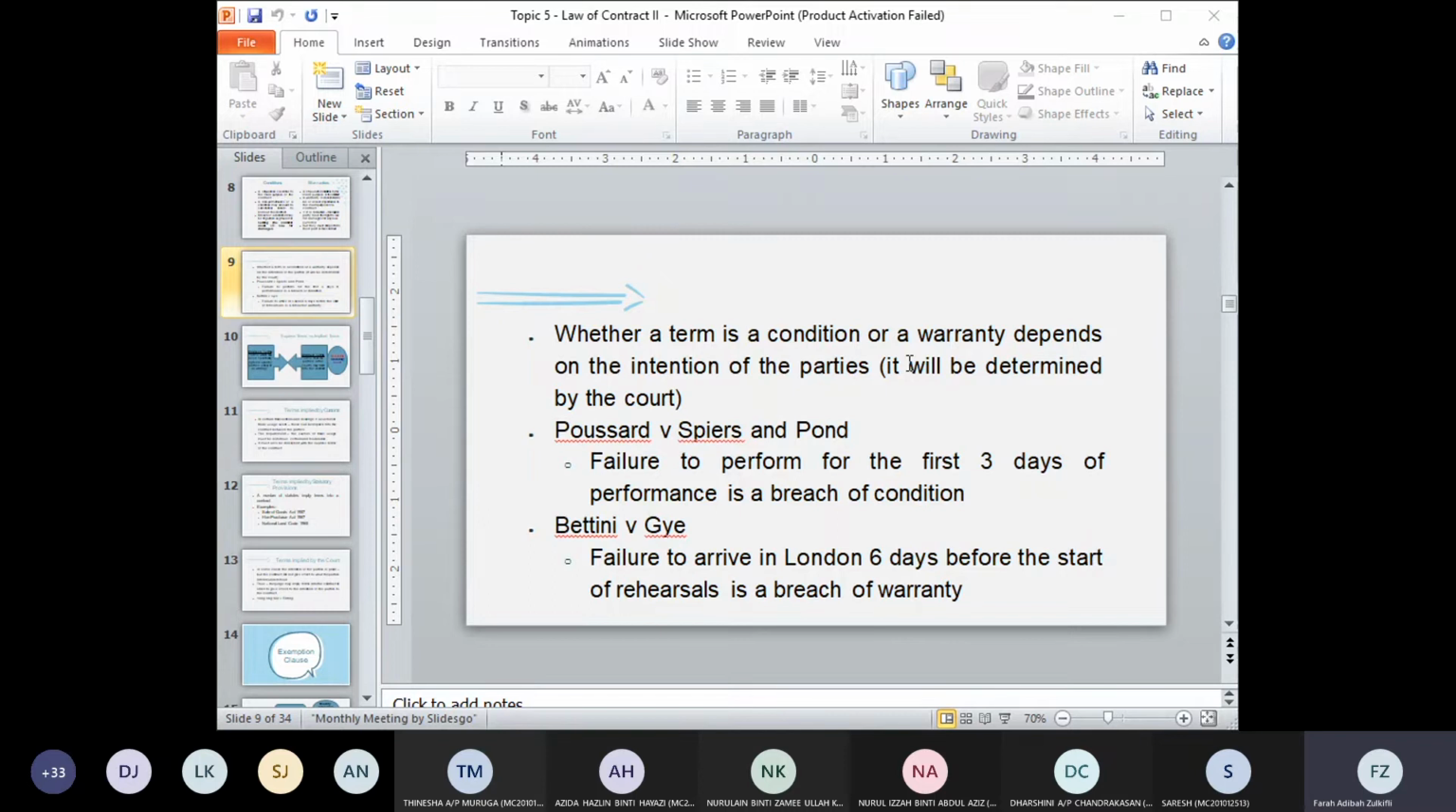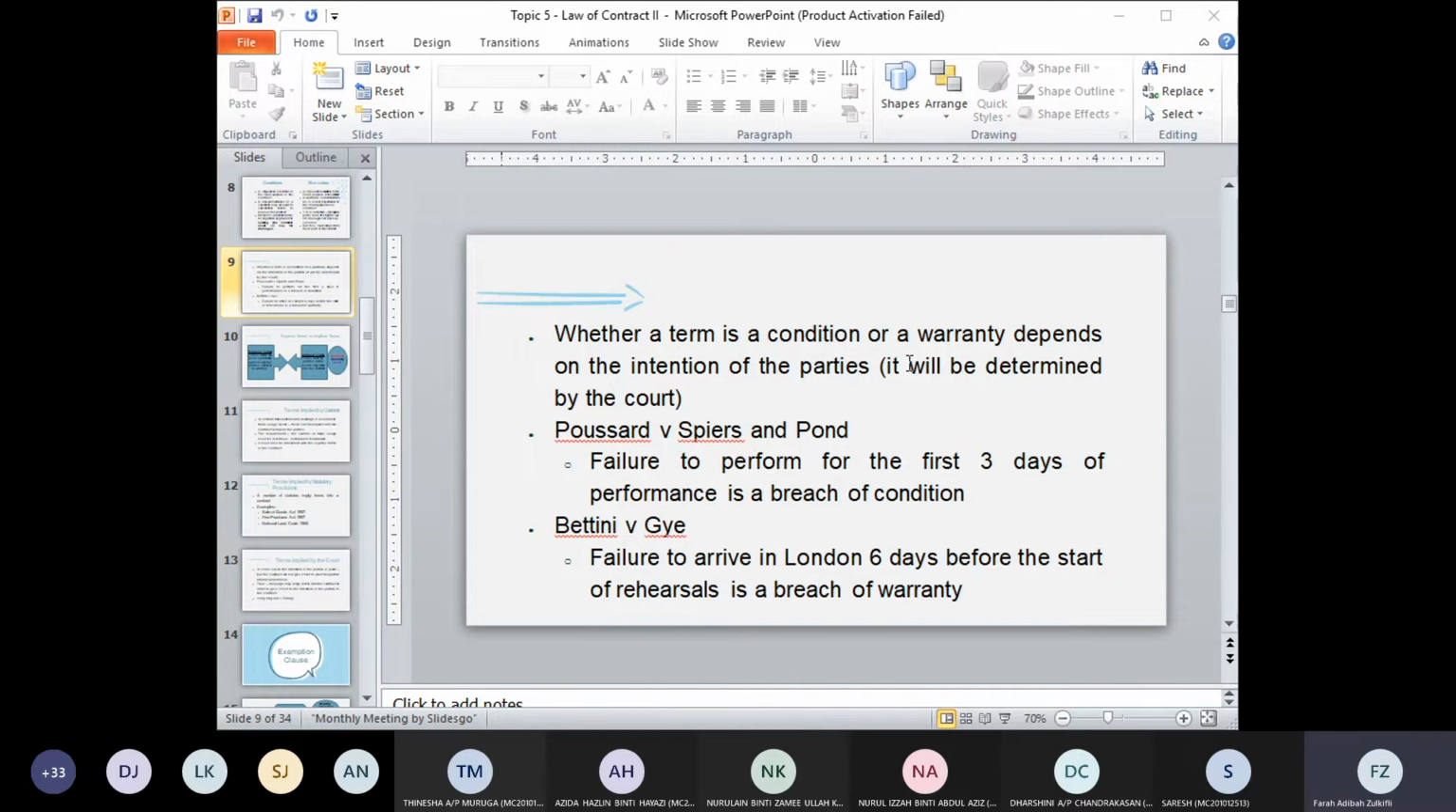And then the agreement also stated that Bettini must be in London 6 days before rehearsals without fail. So the agreement clearly states that, for example, if you have a rehearsal in London, you have to be there 6 days before the rehearsal starts.